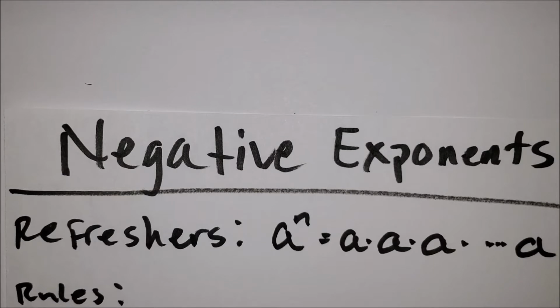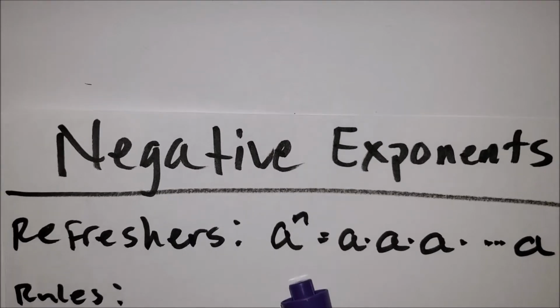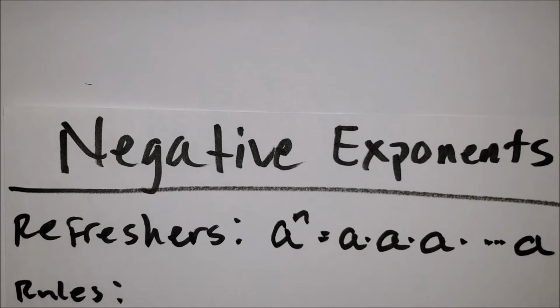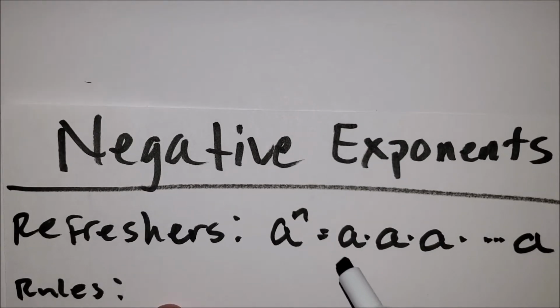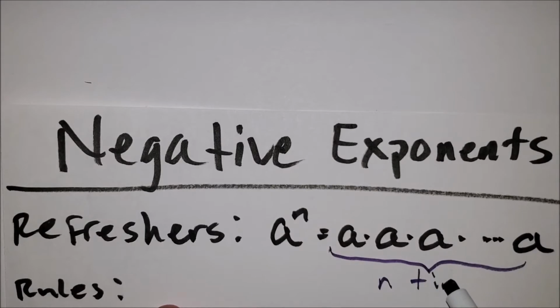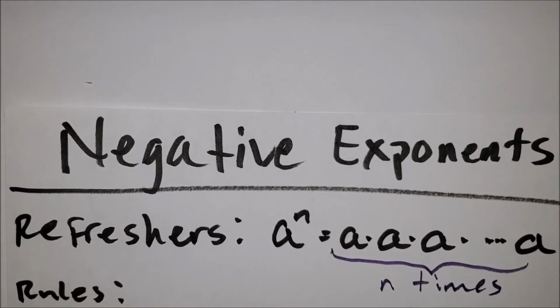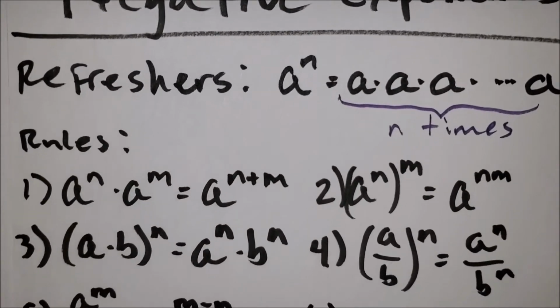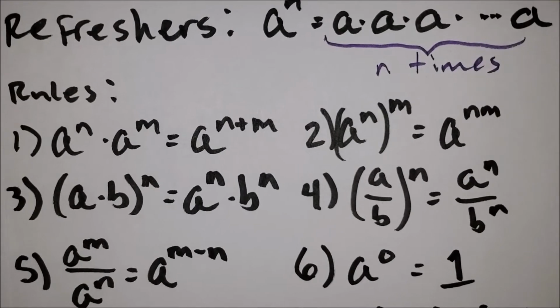Today we're going to be talking about negative exponents. So first, let's refresh a little bit about exponents. A to the n is a times a, repeatedly multiplying by itself, and we multiply this n times. We're not going to specifically go over proving these rules, but we're going to look at these rules real quick.